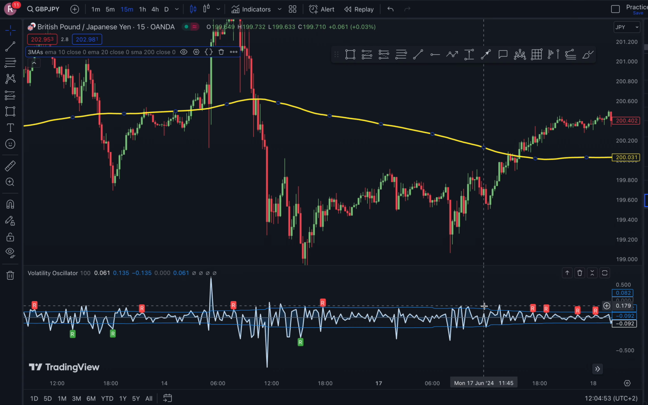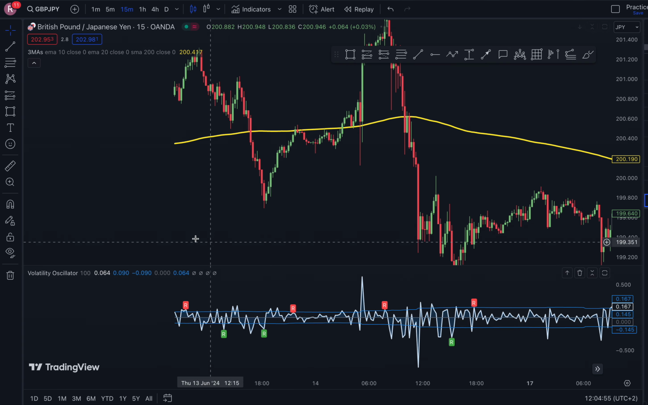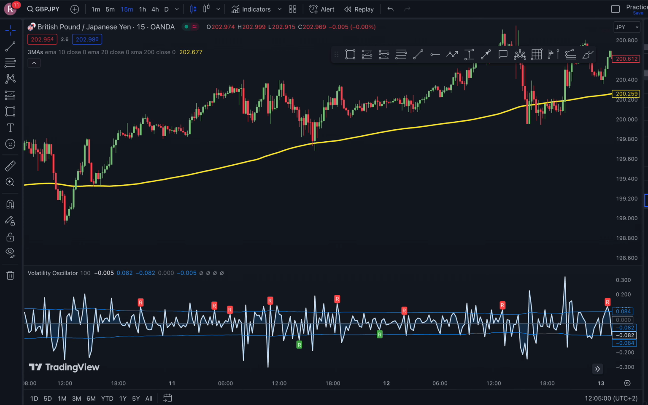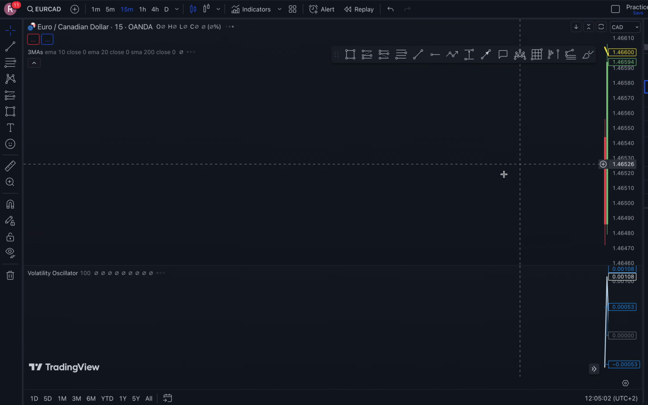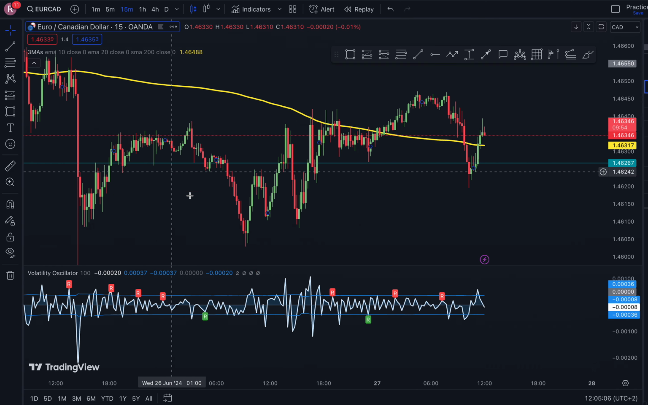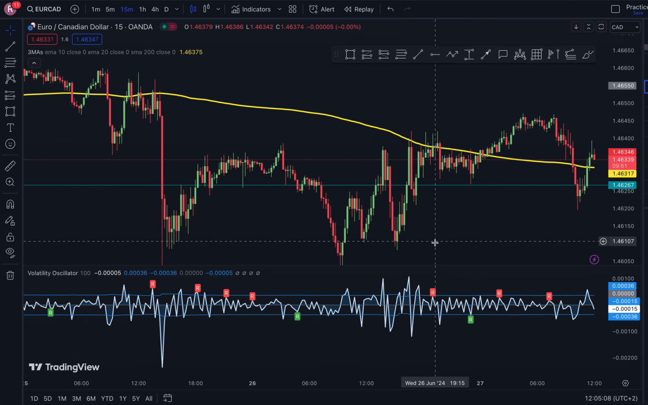Like you can see, there were no signals here. Let me look for sells. Okay, this is a very trendy pair. Let's look for another pair. Let's see. All right, this is another example.